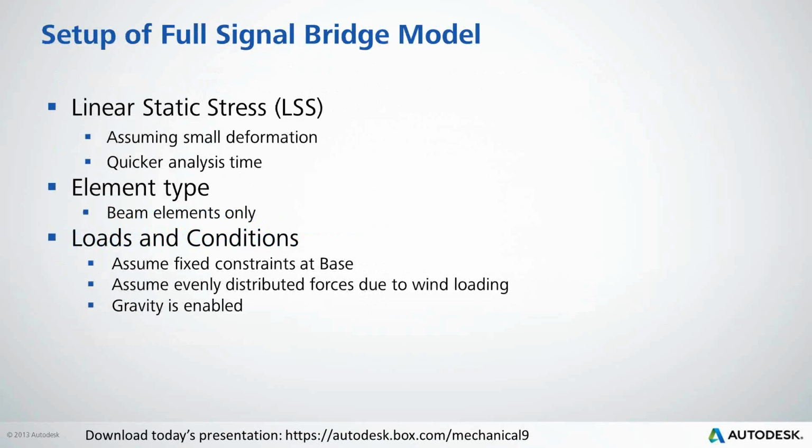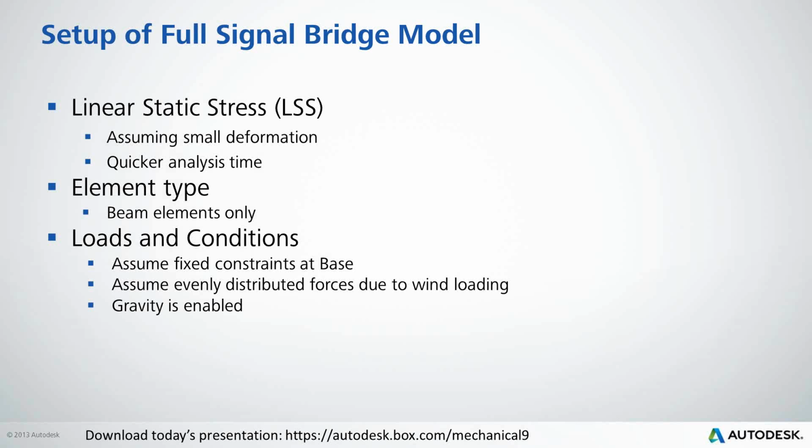So for our full model, it's the signal bridge. We're doing a linear static analysis. Basically, we're assuming small deformation. We're using a linear static stress because the analysis time is much quicker. We can get to our results and start making design iterations relatively quickly before we go into more detailed analysis. Element type, this is beam elements only. It makes it really simple to set up, define, and run really quickly.